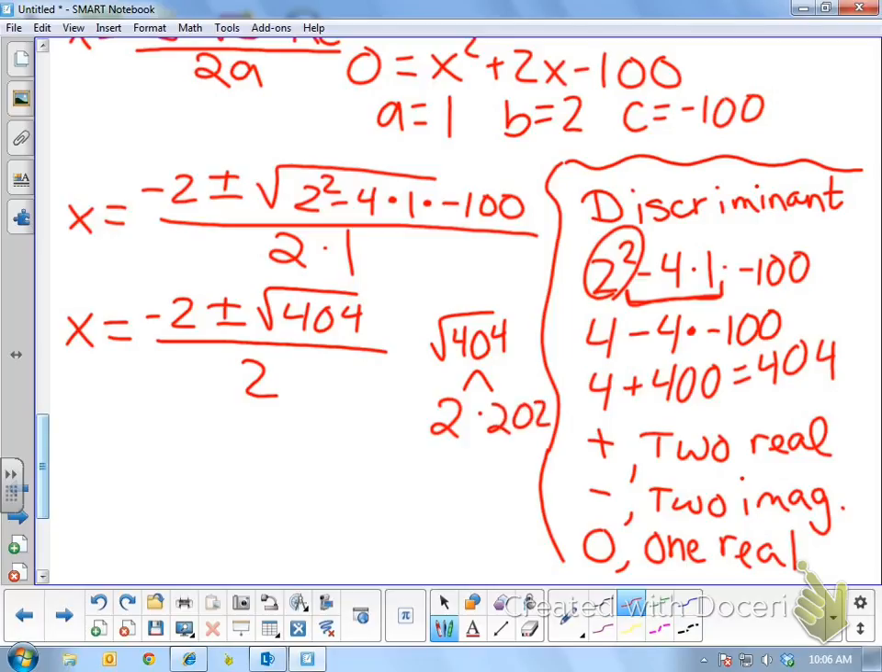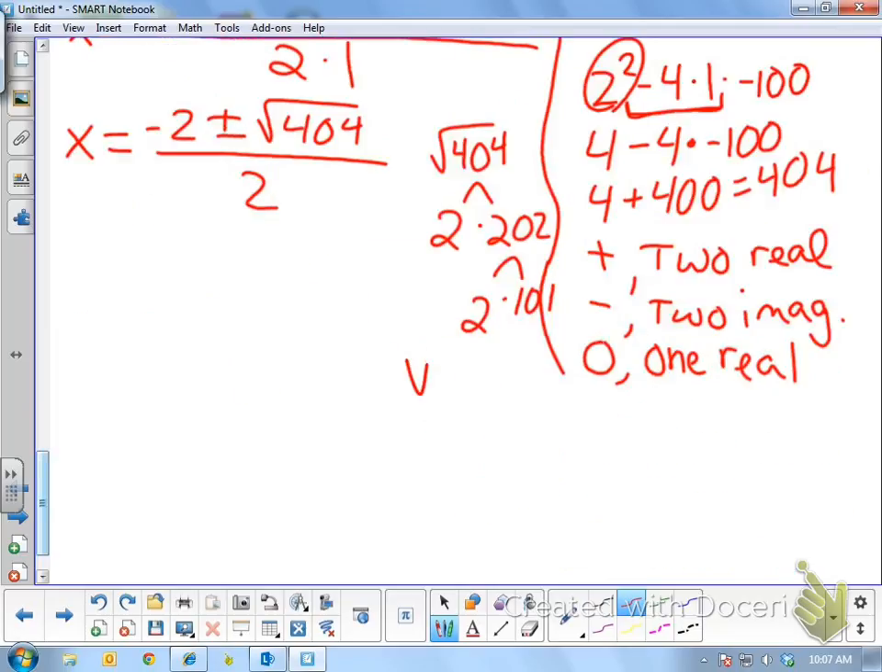So 2 times 202. How would I get the 202 if I wasn't sure? If we didn't know what this was, we could do division. 404 divided by 2 gives us this. So then 2 would work again. 2 times 101. And then 101 is actually prime. You could also do 4 times 101, and then 2 times 2. Yep, that would still work. So we would get 2 times 2 times 101.